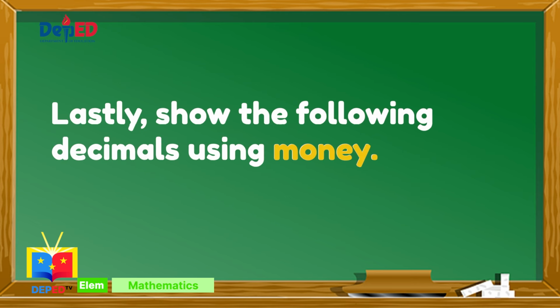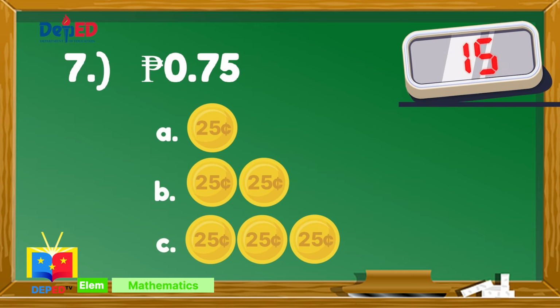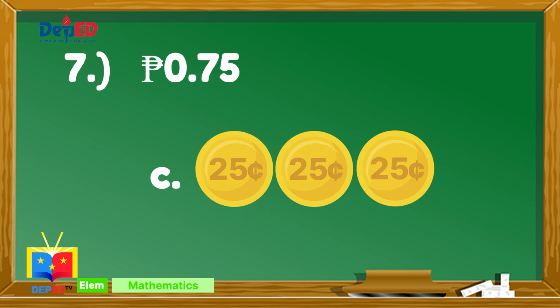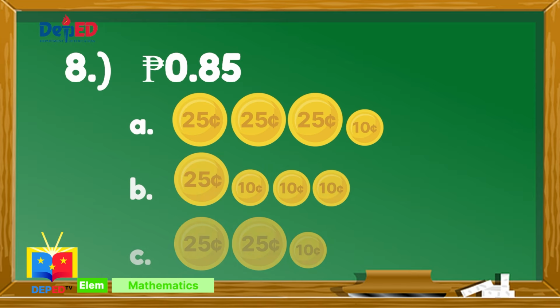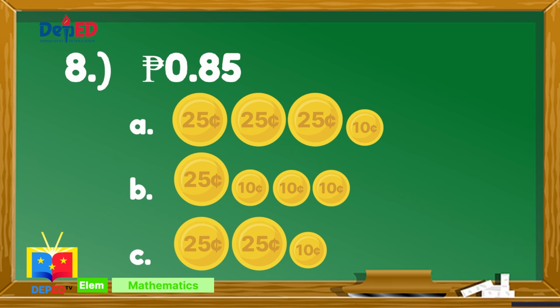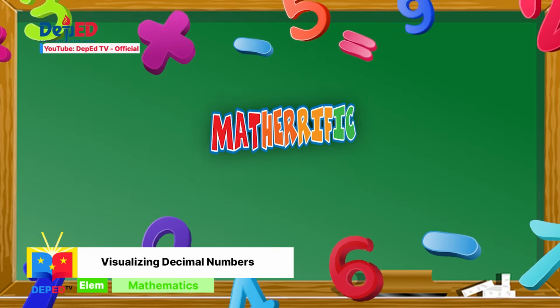Lastly, show the following decimals using money. Number 7, 75 hundredths. Letter C, math-terrific! And number 8, 85 hundredths. Letter A, math amazing! Congratulations, Mathdali buddies! Math-terrific!